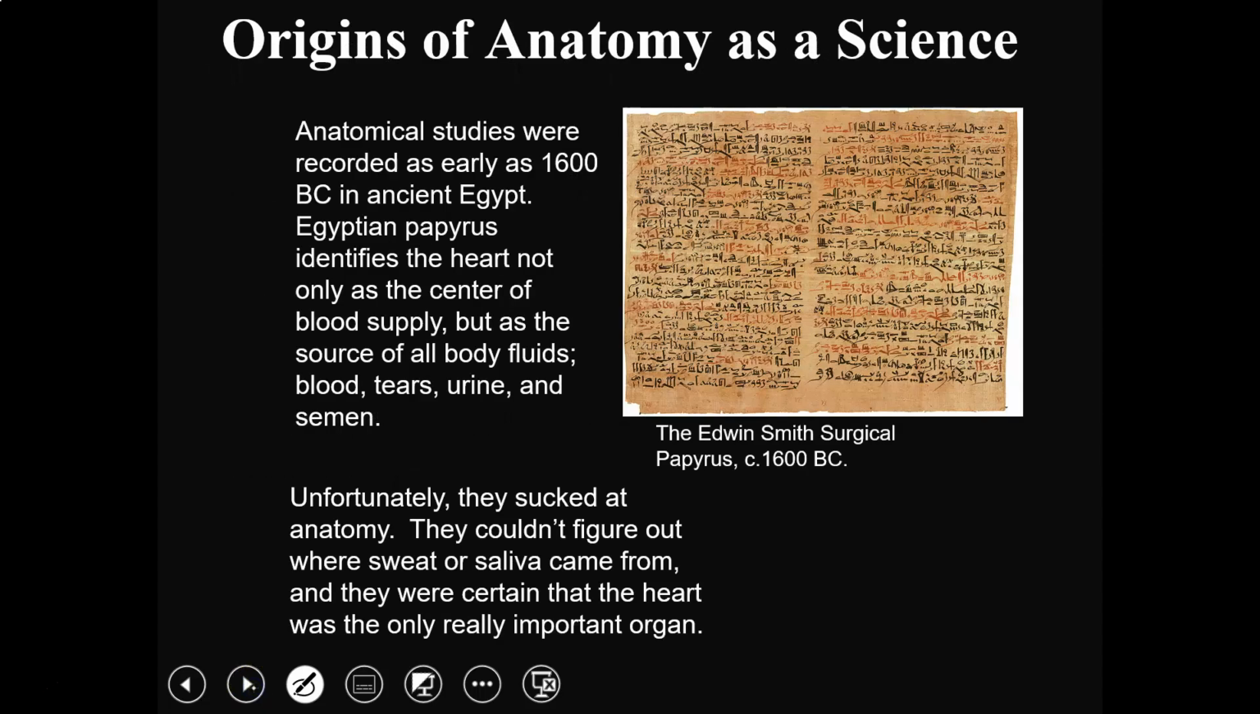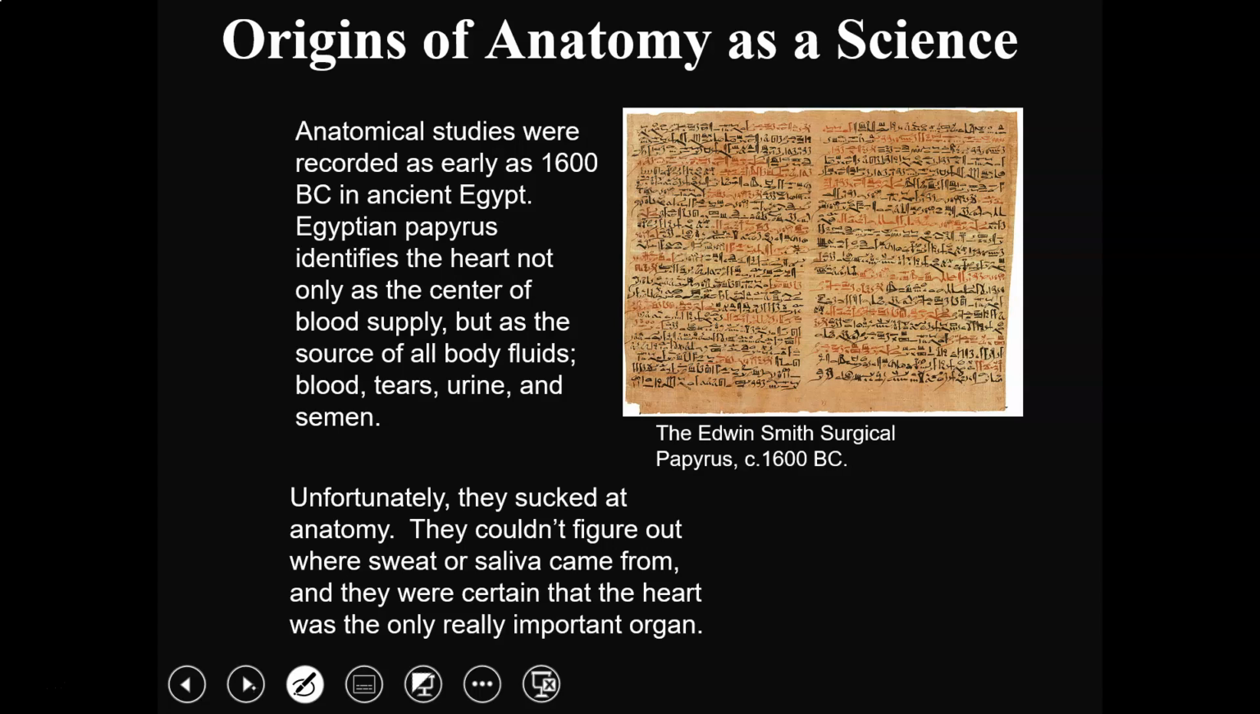Now, anatomy is one of the oldest recorded sciences. We have records of this as early as 1600 BC in ancient Egypt. Egyptian papyrus, things that identify like the heart and stuff like that. They were trying. I mean, it's ancient Egypt, right? They were doing good to get there. They kind of sucked at it, but it's okay.